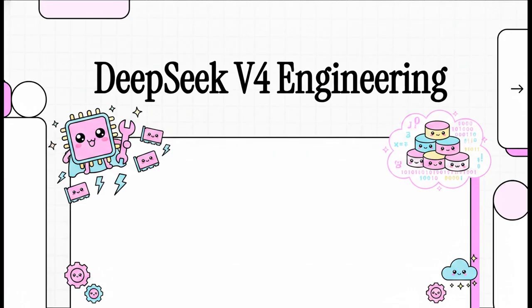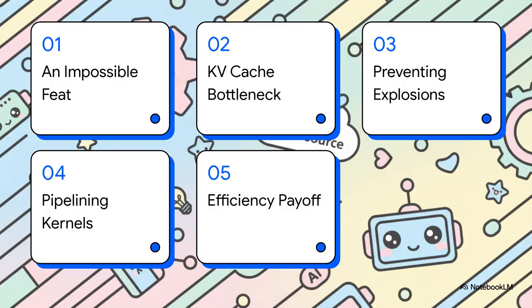For all you software engineers tuning in, the architecture and custom GPU kernels we're about to unpack are an absolute masterclass in optimization. Here's our engineering breakdown for today. We're going to cover: 1. An impossible engineering feat. 2. Solving the cache bottleneck. 3. Preventing catastrophic explosions. 4. Pipelining custom kernels. And 5. The ultimate efficiency payoff.